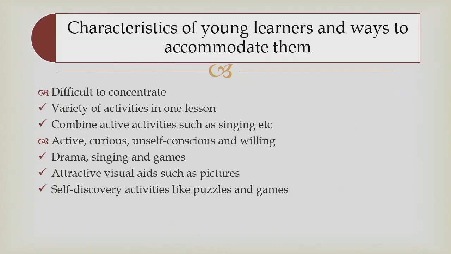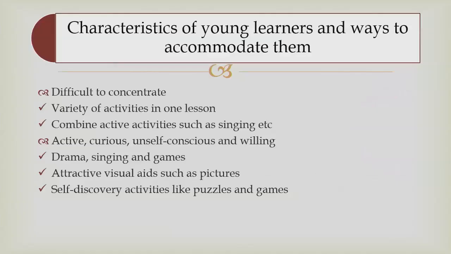If children cannot concentrate, there are two ways that we can try to achieve concentration. One is a variety of activities in one lesson. So they do different activities in one lesson. There are those that really get bored quite easily. So if you change to another activity, they will be able to concentrate for that short period of time. So you need to make sure that you vary and you don't make them too long. Combine active activities such as singing. So integrate those activities that are active. Some of the learning must be done in singing, some of it in nursery rhymes and so on.